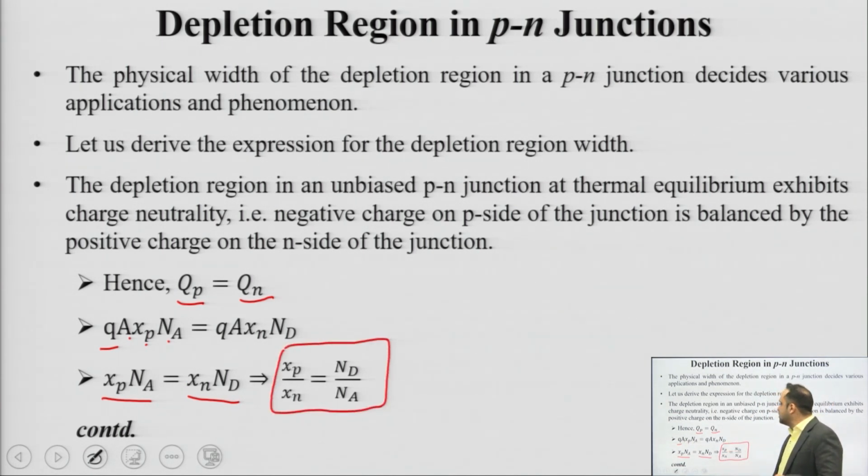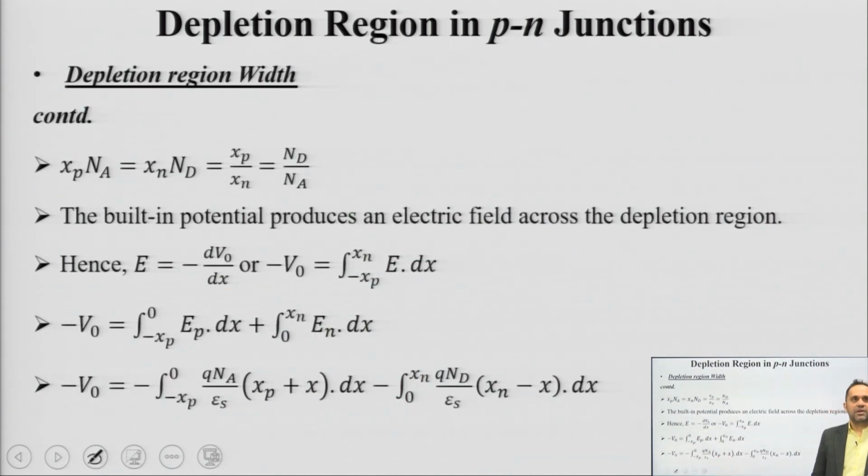This basically also tells you that if you increase doping, you reduce the width. If Na increases, xp reduces; if Nd increases, xn reduces. So, whichever side you increase doping, you reduce the width. Okay. So, with this expression, we know that electric field is equal to minus dV naught by dx. Okay. So, you integrate this across the depletion region from minus xp to plus xn.